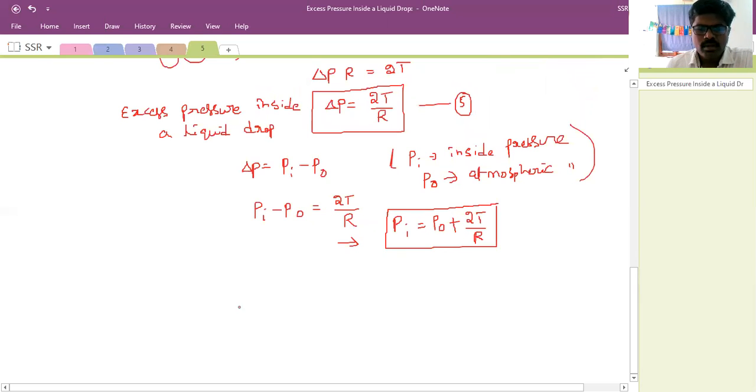Now, in that we can take case studies, applications. First, the soap bubble. In the case of a soap bubble, what is the excess pressure inside a soap bubble?